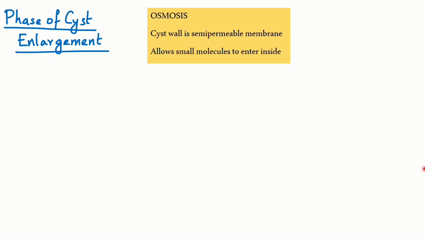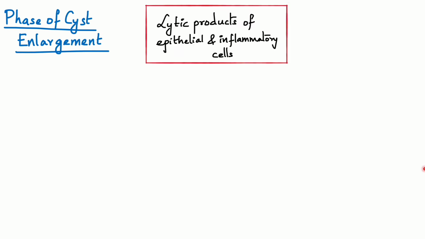So many authors believe it's because of osmosis. Now the cyst wall in a radicular cyst, or any inflammatory cyst for example, is a semi-permeable membrane. So it allows only small molecules to enter inside. Now because of the inflammation and the ensuing immune response, there are lots of lytic products. So these epithelial cells as well as the inflammatory cells will start a war with each other and many will die off. So these lytic products will induce the accumulation of more and more small sized molecules within the cystic cavity, thereby increasing the osmotic pressure.